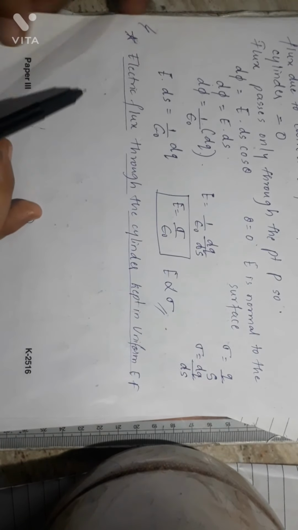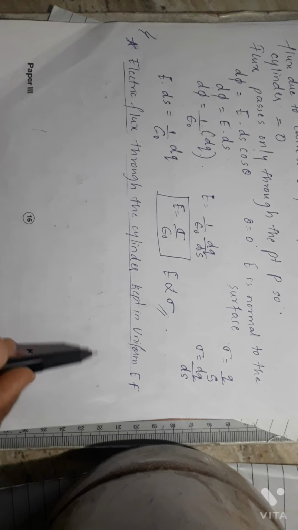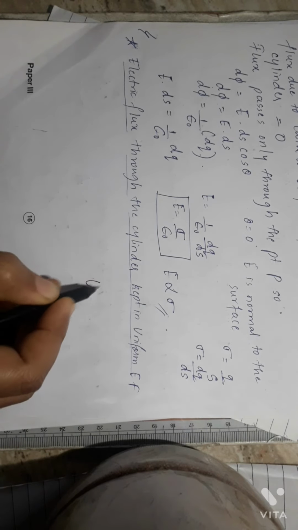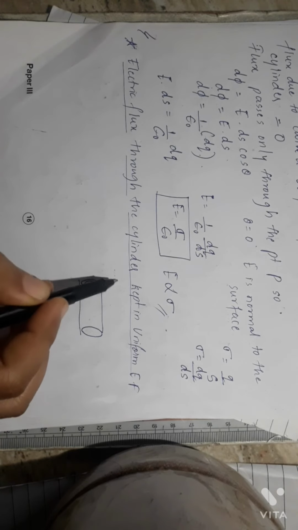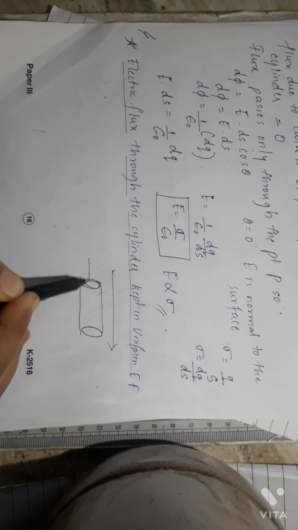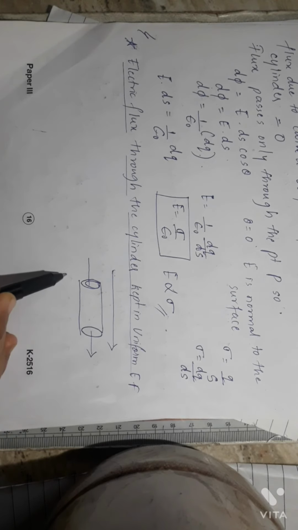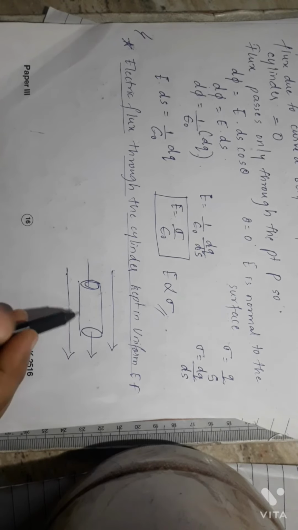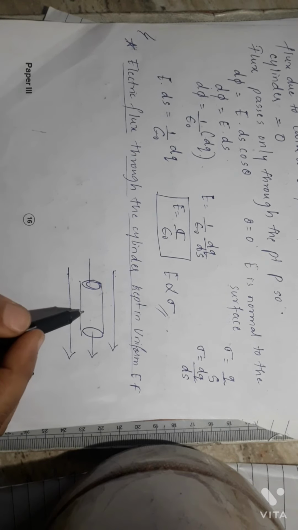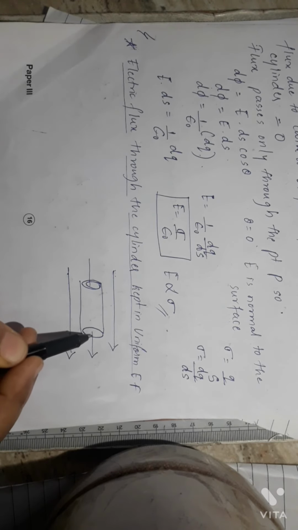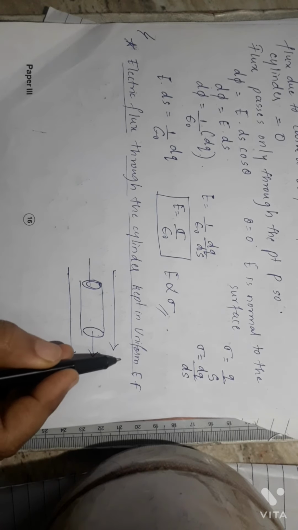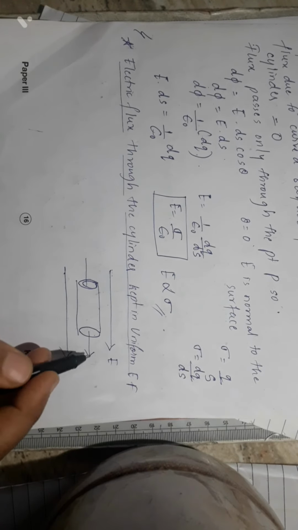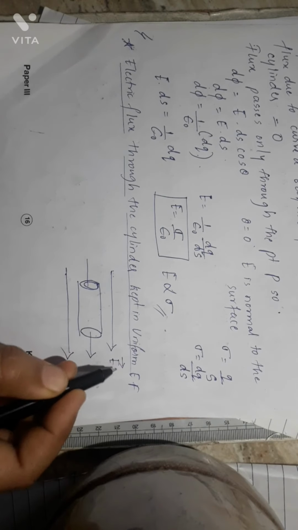So now we are seeing the electric flux through the cylinder kept in a uniform electric field. Let us consider a cylinder which is kept in a uniform electric field. This is the uniform electric field which is directed in this way. If you want to find the electric flux through this surface, there are three surfaces. Consider this is S1, this is S2, and this is the S3 surface, and these are the electric field lines.